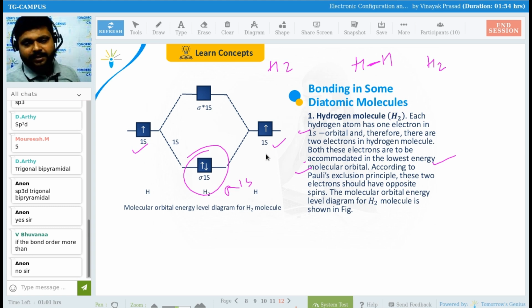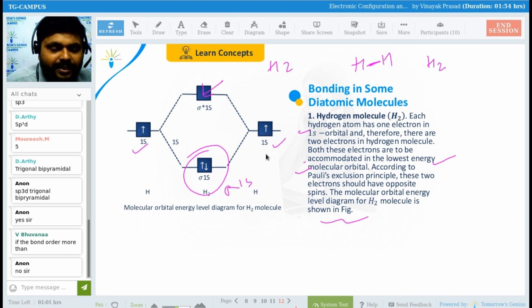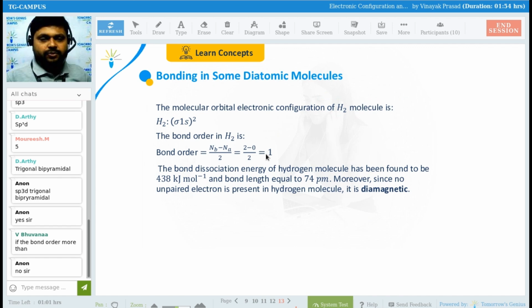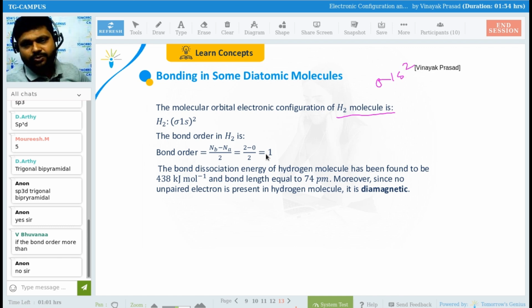The molecular orbital energy level diagram of the H2 molecule that we have seen: see here, this is not filled, there is a blank. You can see there is no electron in the sigma star 1s. So the molecular orbital electronic configuration of the H2 molecule is sigma 1s2.